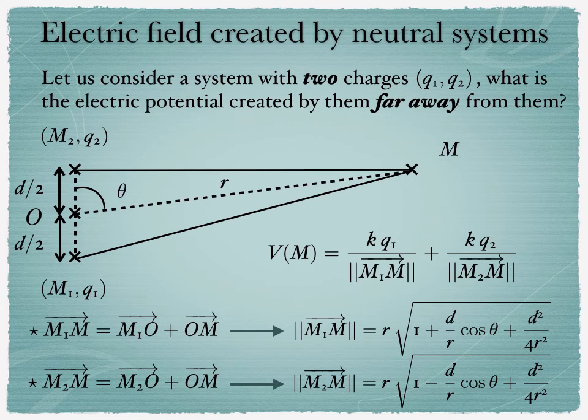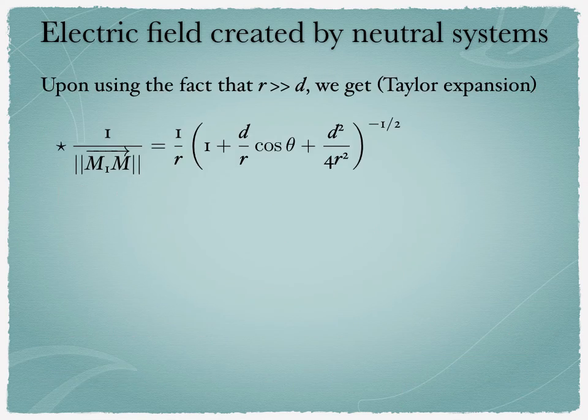So how do we do that? First of all, we need to phrase that 1 over the distance m1m is equal then to 1 over r, and then times what we had said, and here I've expressed the 1 over the square root as being simply the power minus a half.